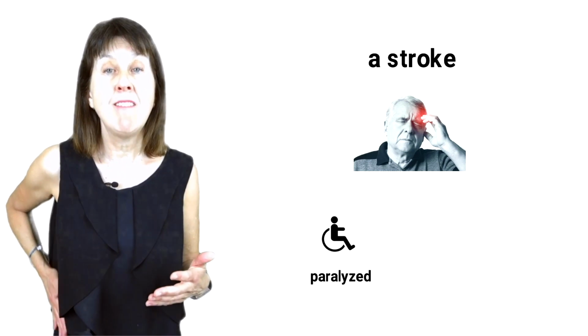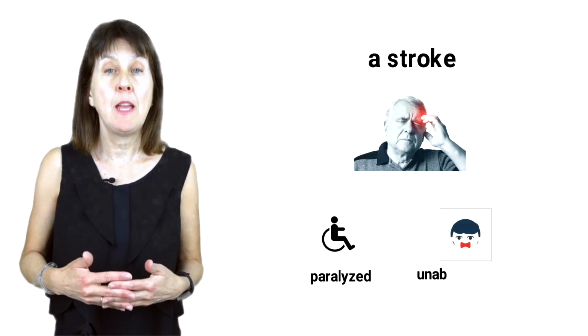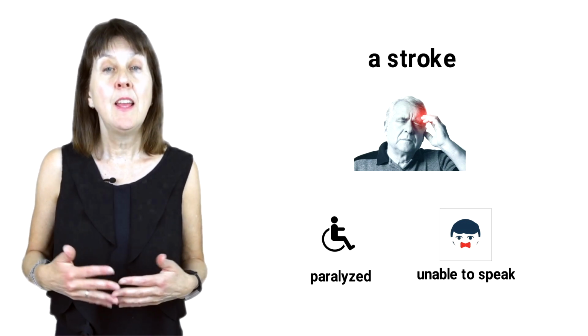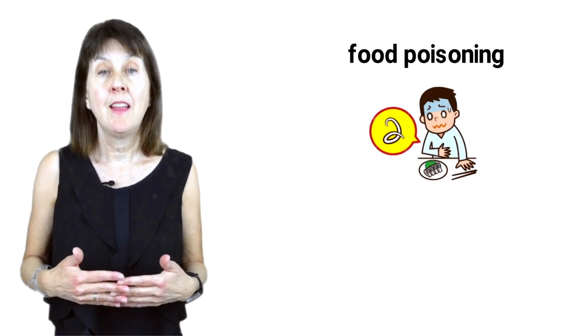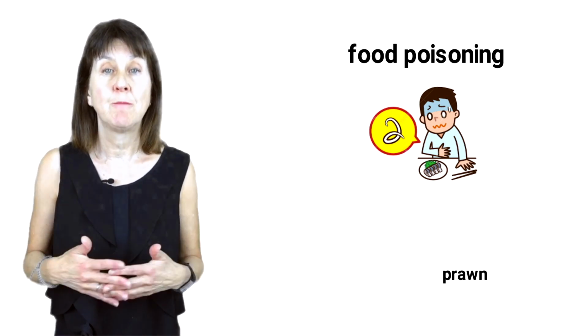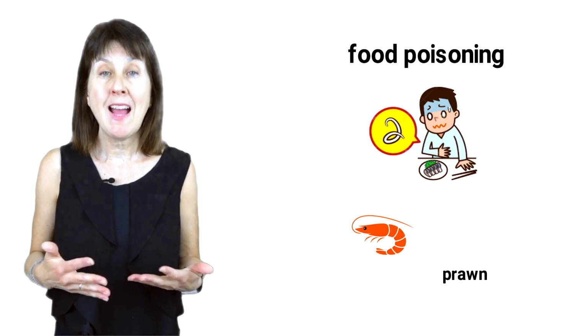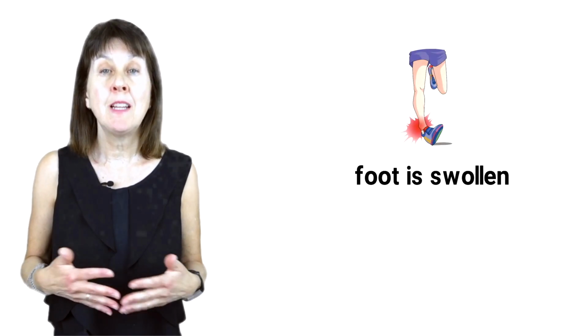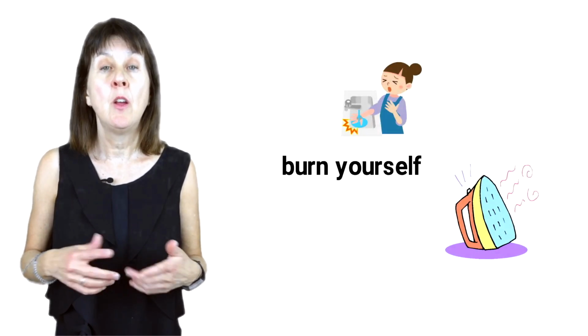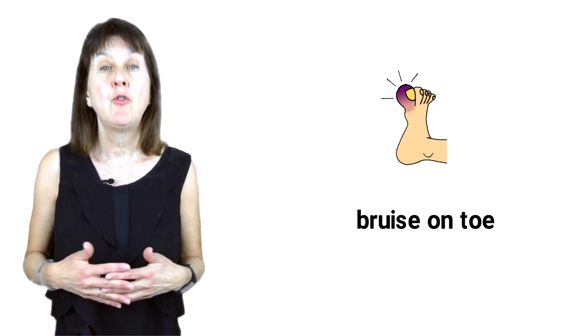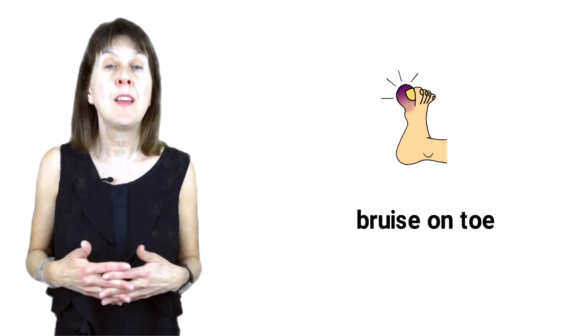If you've had a stroke, your right side might be paralyzed and you might not be able to speak. If you have had food poisoning, you may have eaten something, say prawns, that weren't fresh. If you fall over badly and your foot is swollen, you might have a twisted or sprained ankle. You might have burnt yourself if you touched the iron when it was on. You might have a bruise on your toe if you dropped a chair on it, and now there's a blue mark.